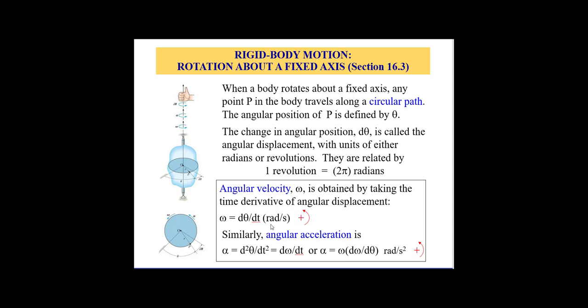Similarly, the angular acceleration, which is the derivative of omega, d omega dt, is in radians per second squared. And this is described by alpha. So alpha, we always use it here to refer to the angular acceleration, and it's positive counterclockwise.